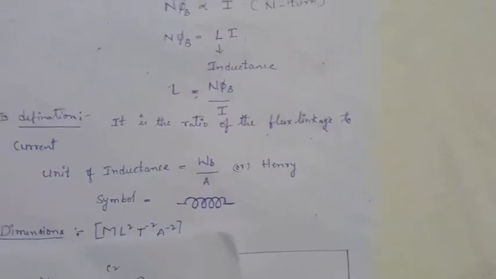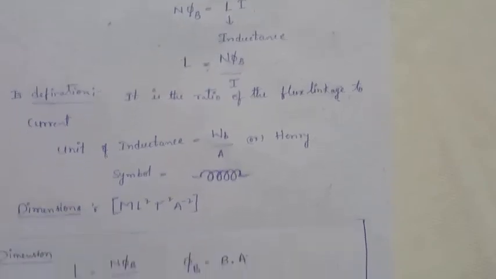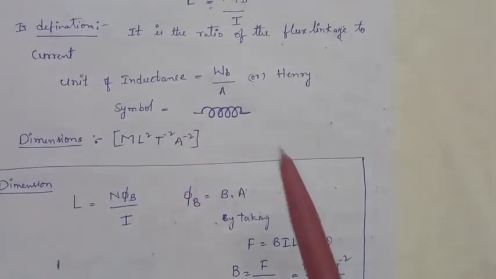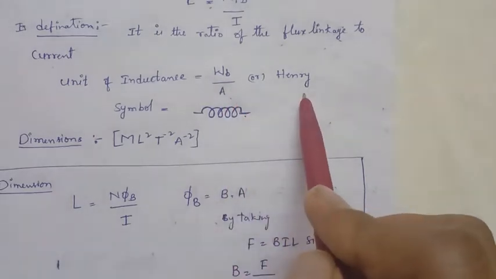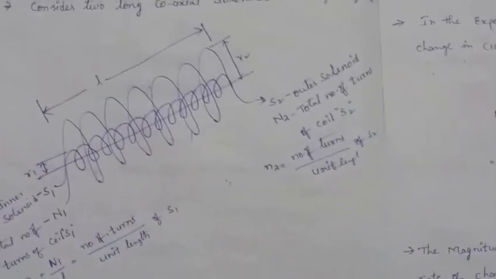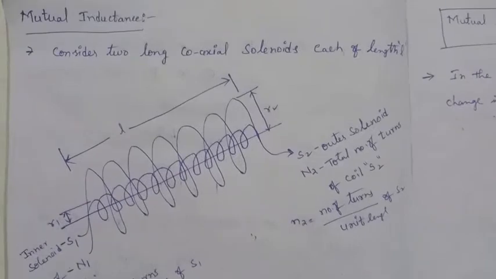What is the definition of the inductance? It is the ratio of the flux linkage to current. This is the symbol you have to use in your experiments; it is the inductor symbol. What are the units? Weber per ampere, or Henry. Okay. And next one here, mutual inductance. Mutual inductance is our next topic.